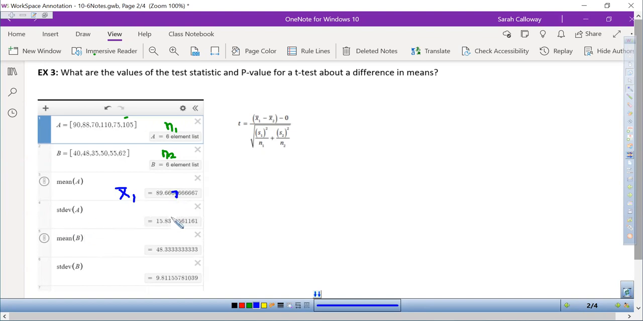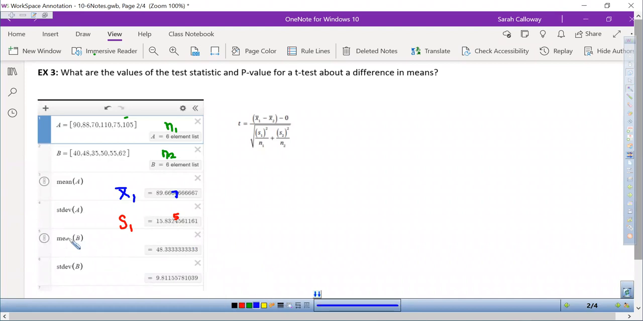And then same thing with the standard deviation. So standard deviation is the S value. So S sub 1 is going to be 15.8324. So that's going to round up to a 5 there, and we'll use that value.